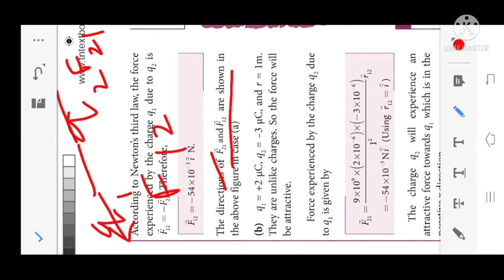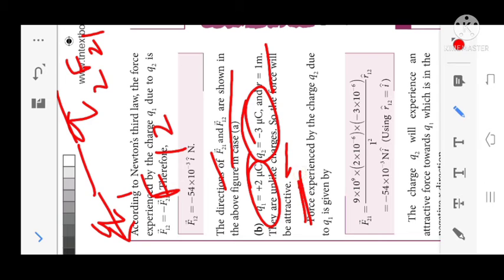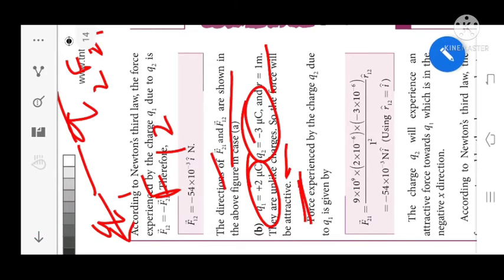Now the second section. Here consider Q1 equal to plus 2 microcoulomb and Q2 equal to minus 3 microcoulomb, at the same distance. The first one is a positive charge and the second one is a negative charge, so they are called unlike charges. So the force will be attractive. We know that unlike charges attract each other.